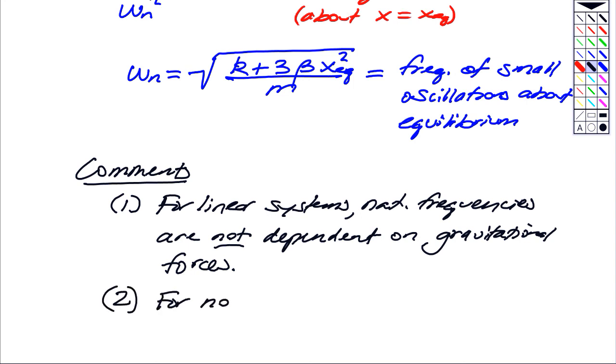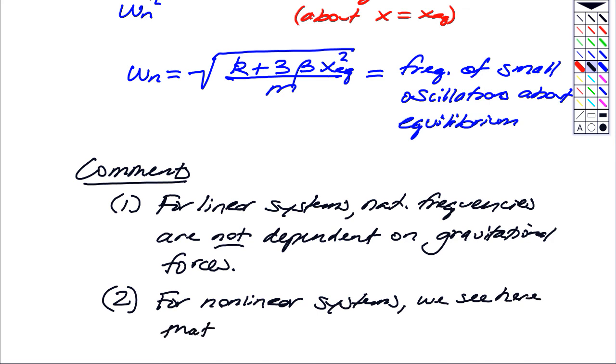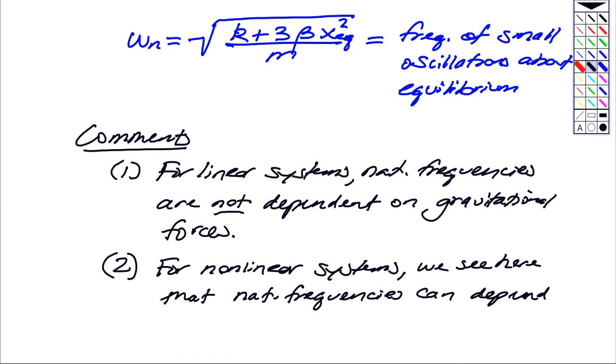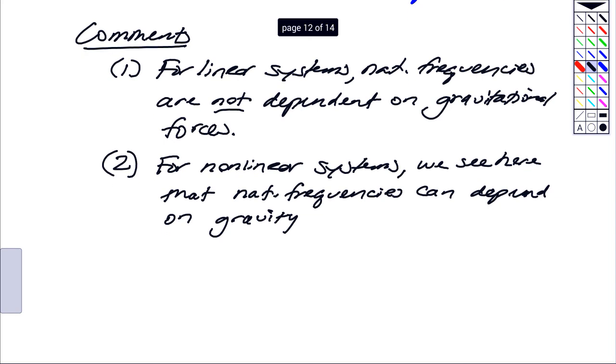For nonlinear systems, particularly those with nonlinear stiffness, we see here that natural frequencies can depend on gravity. Because gravity influences the static deformation, and therefore it influences the state about which the linearization is done. So this begs a question.